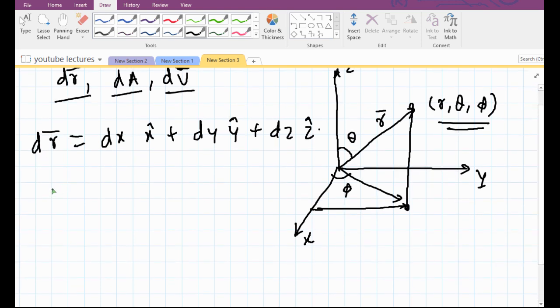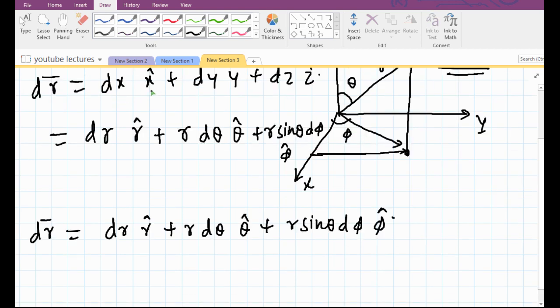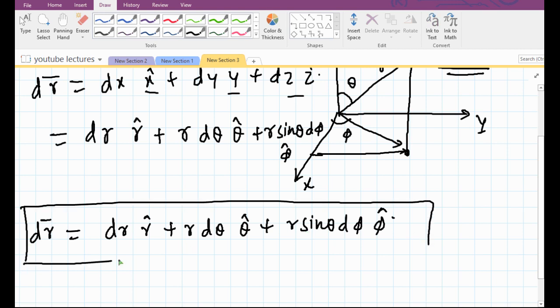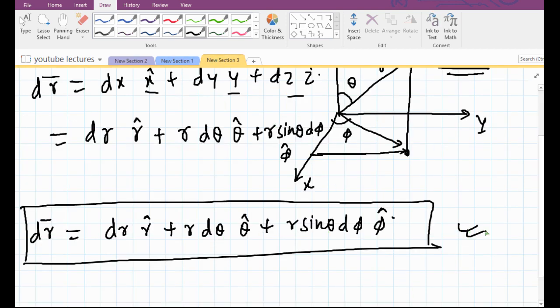If you follow the same process which I have done in the polar coordinate system, we will find dr r hat plus r d theta theta hat, and this will go r sin theta d phi phi hat. Now the whole x hat, y hat, and z hat has been replaced by r hat, theta hat, and phi hat, and we have found the length element. So if you have any system which possesses spherical symmetry, I can easily find its length element. We will use this one.